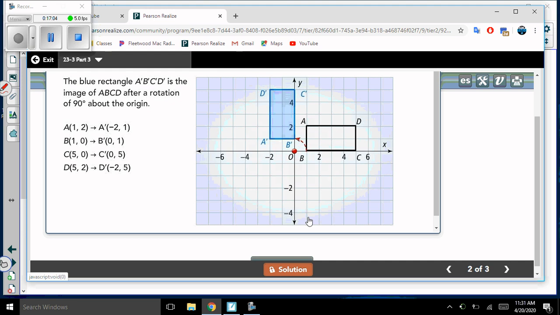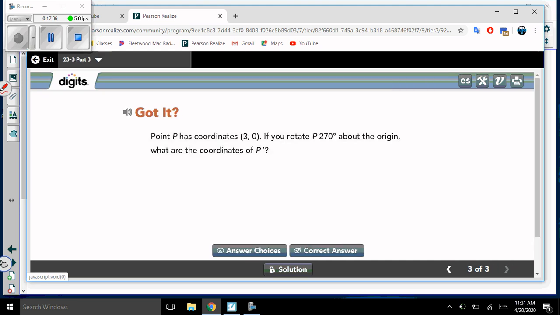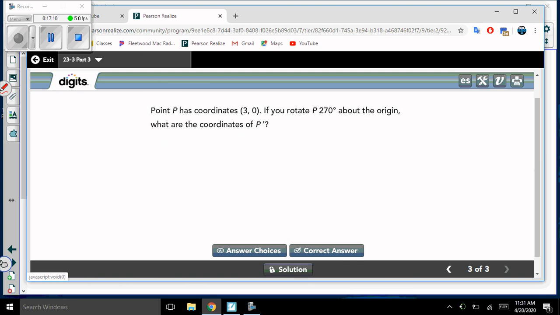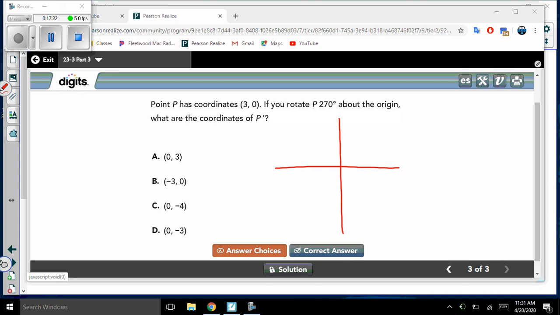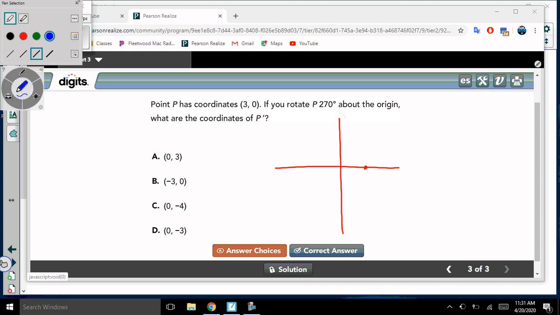All right? Move on to our last slide here. Point P has coordinates (3, 0). If I rotate it about the origin, what are the coordinates of P prime? These were my choices, very common choices. Once again, if you were to draw this out, and we said P is (3, 0), I'm going to switch some colors here. (3, 0) is going to be located right there.